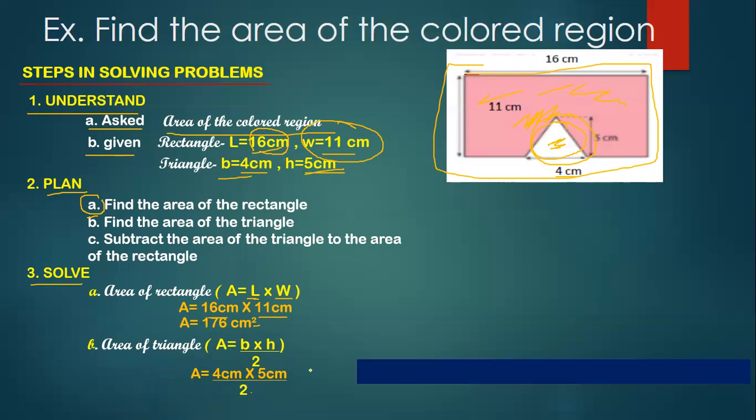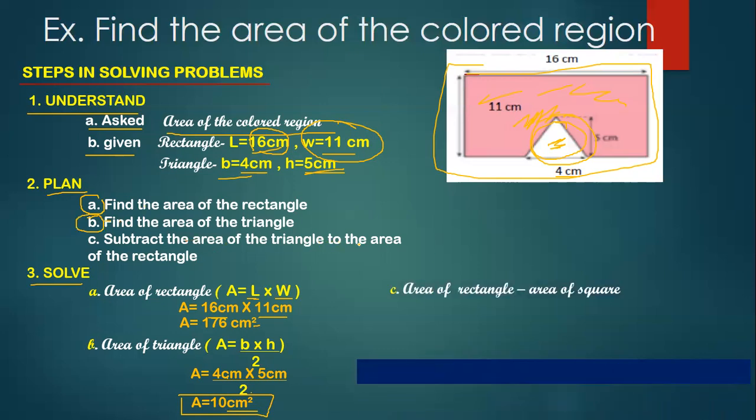Okay. And then, solve na. 4 times 5, that is 20. Divided by 2, that is just 10. Okay. Ang unit natin ay centimeter square kasi area. Okay. Yun na. Okay, itong letter B, nakuha na natin. Okay, susunod ay gawin natin ang letter C.